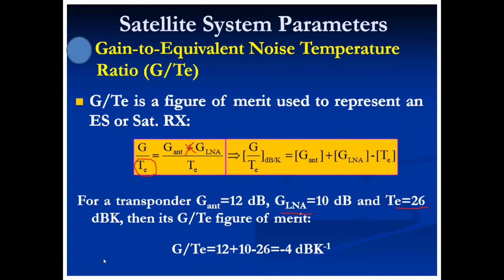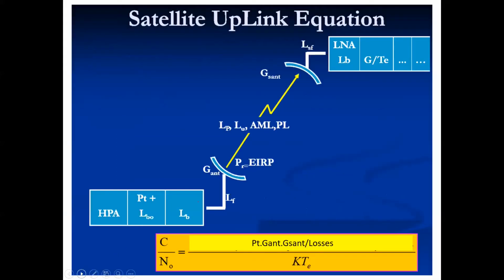After this, we came up with the expression for the C by N0 ratio, that is C minus N0, which is the received power at the earth station minus the equivalent noise spectral density, that is KTE.